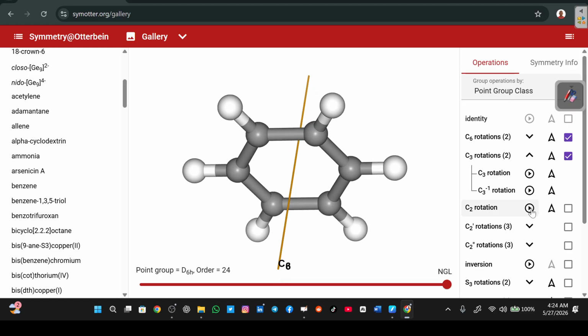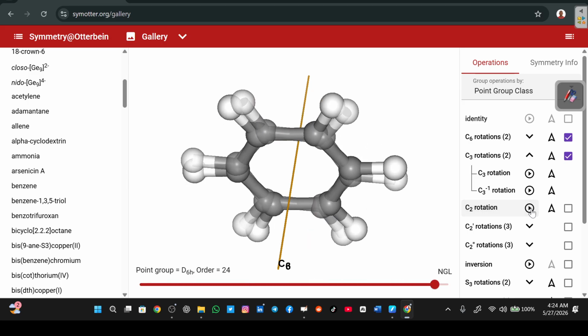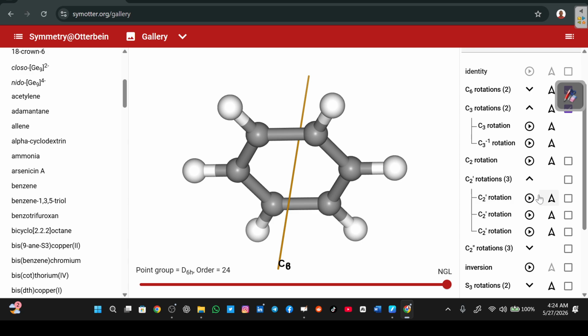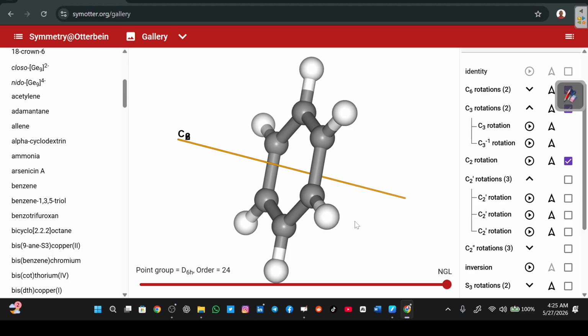It has three types of C2s. So let's visualize. That's the first C2. And then the C2s are here. So let me visualize the C2. Remember, in our definitions, we had said C2 and C3 are collinear to C6. So let's visualize them.